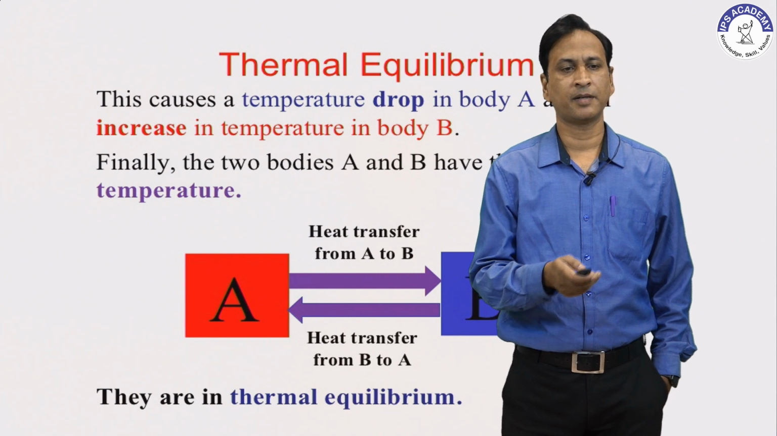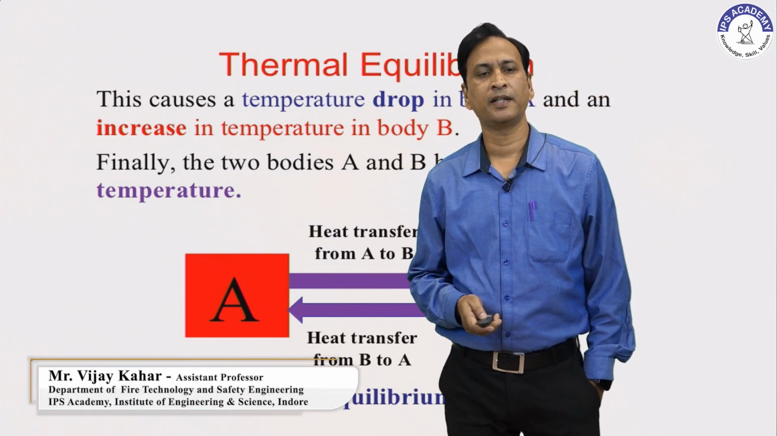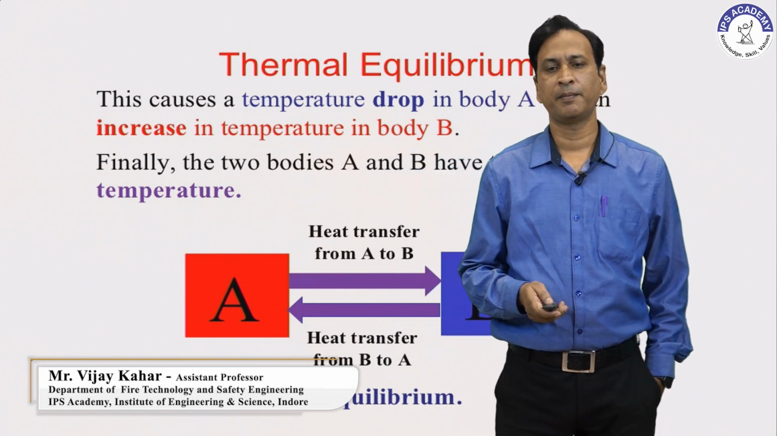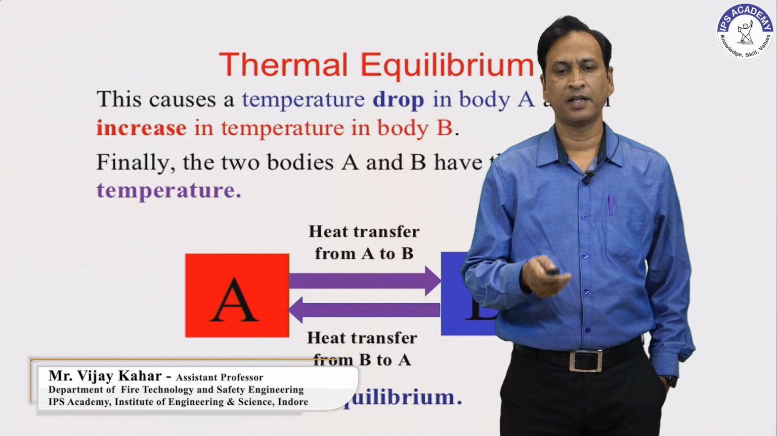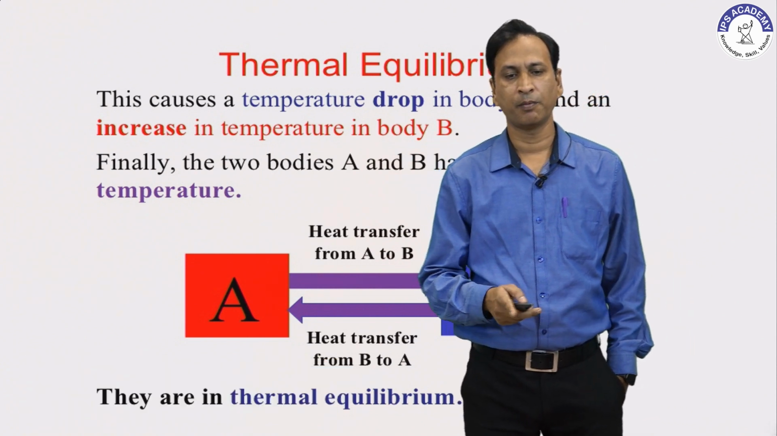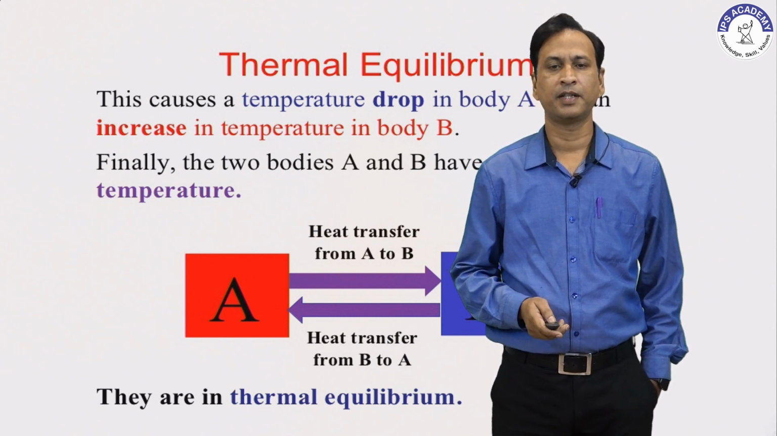This causes a temperature drop in body A and an increase in temperature in body B. Finally, the two bodies A and B have the same temperature. In equilibrium, the heat transfer from A to B equals the heat transfer from B to A. They are in thermal equilibrium.